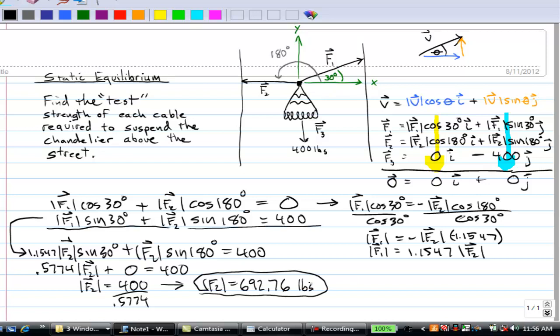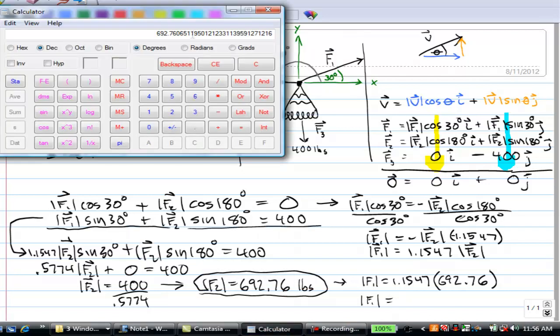So we found one of the answers. Now we need to find the next answer. I'm going to take this information and plug it in to this formula for F1. It says it's 1.1547 times F2, but F2 is 692.76, and so we'll get F1. In the calculator, I have it to all my places, and so I'm just going to multiply that by 1.1547, and we'll take it to 2 places. That's the way we do the final answer.